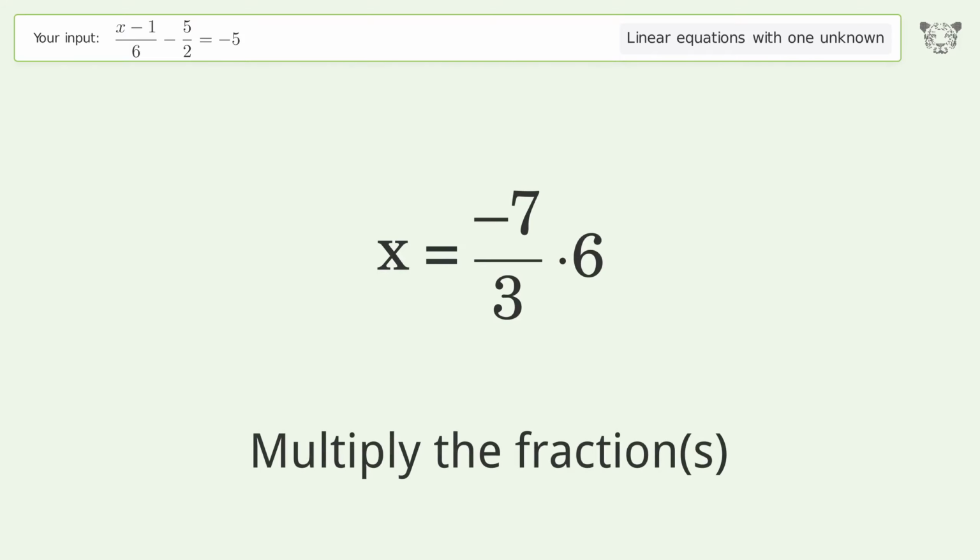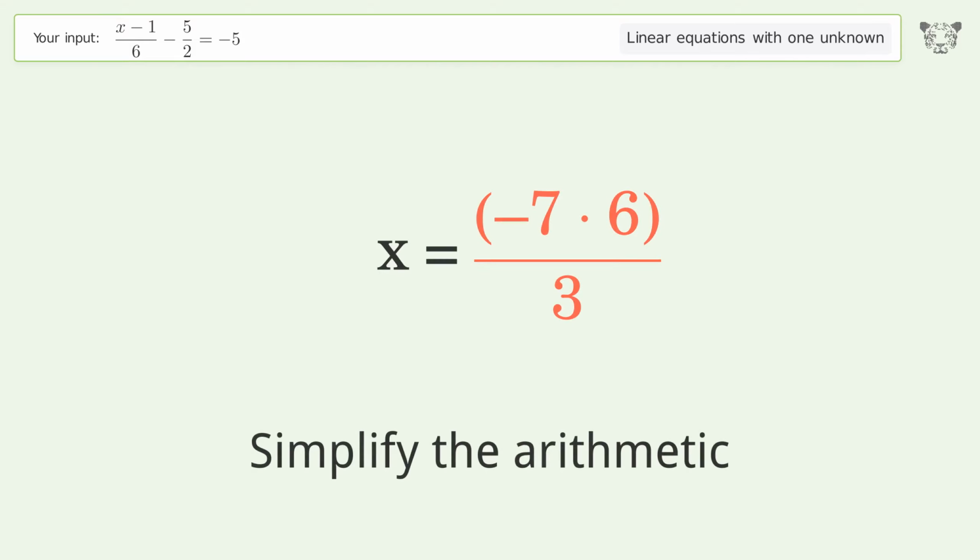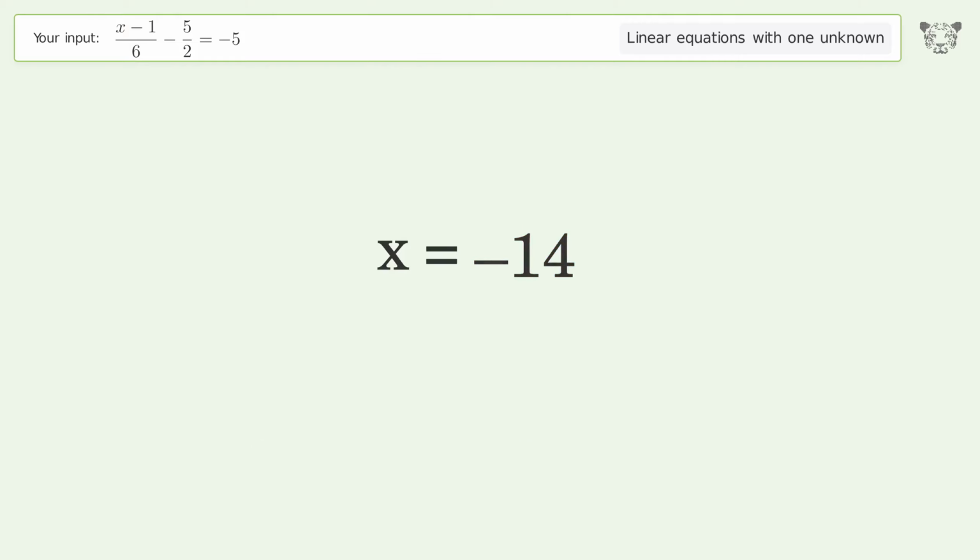Multiply the fractions. Simplify the arithmetic. And so the final result is x equals -14.